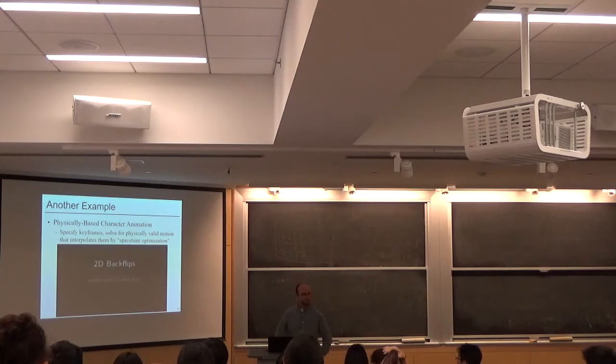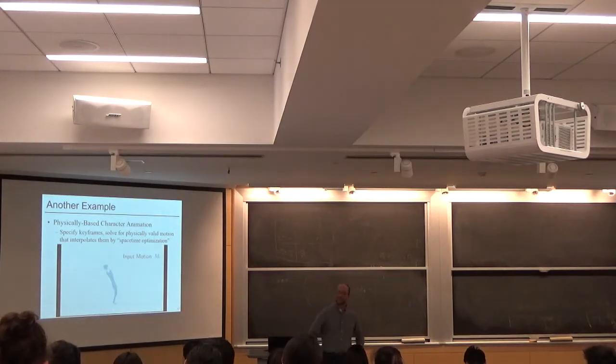So as you can imagine, it would be very difficult to keyframe all of those different kinds of secondary things that happen as this guy jumps over stuff. And so they use physics to fill in that detail.